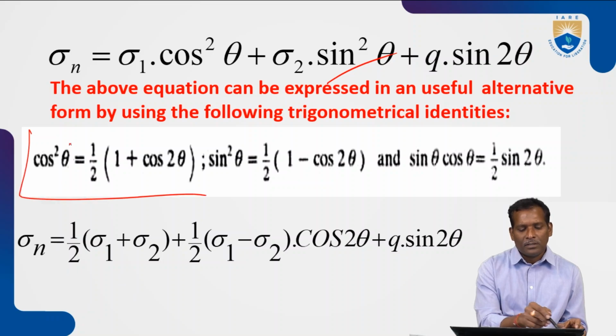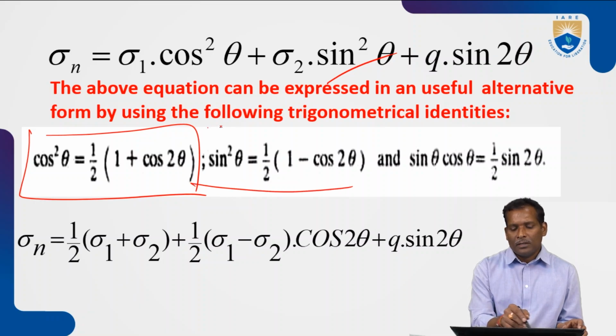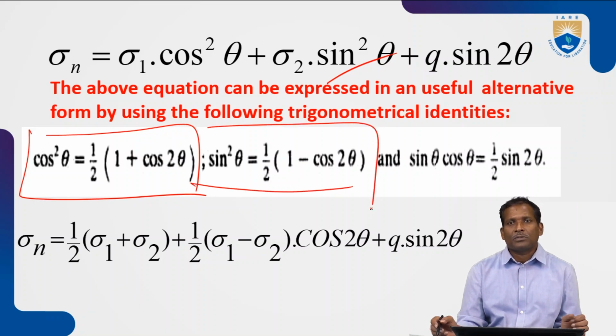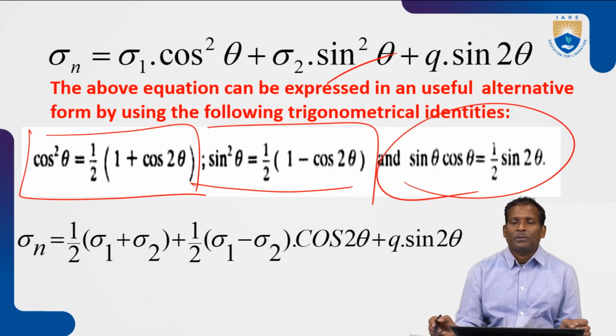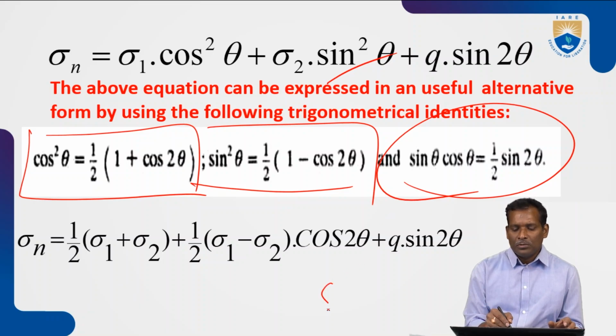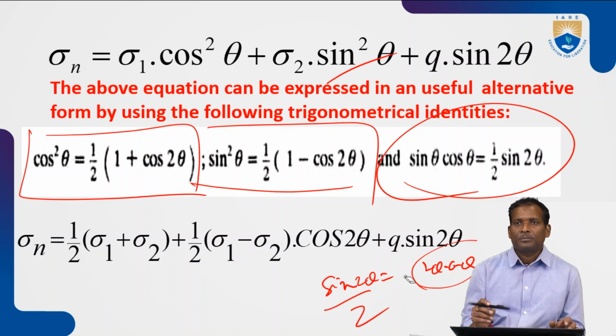See, cos square theta is equal to 1 by 2 into (1 plus cos 2 theta). Sin square theta is equal to 1 by 2 into (1 minus cos 2 theta). And sin theta cos theta is equal to 1 by 2 sin 2 theta. Why? Because sin 2 theta is equal to 2 sin theta cos theta. So sin theta cos theta you can write as half of sin 2 theta.